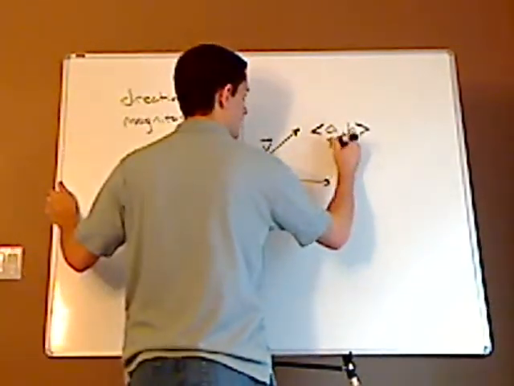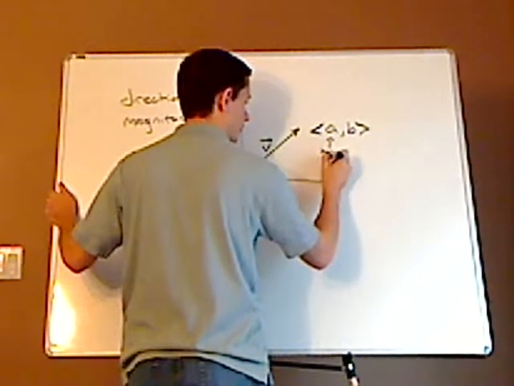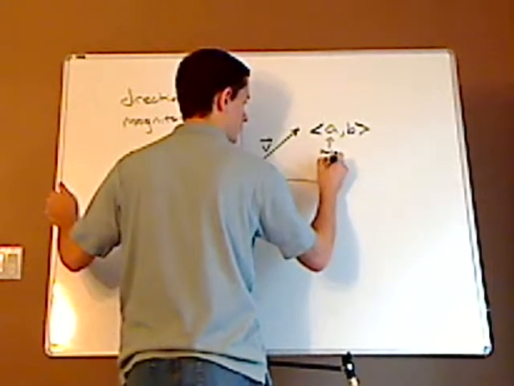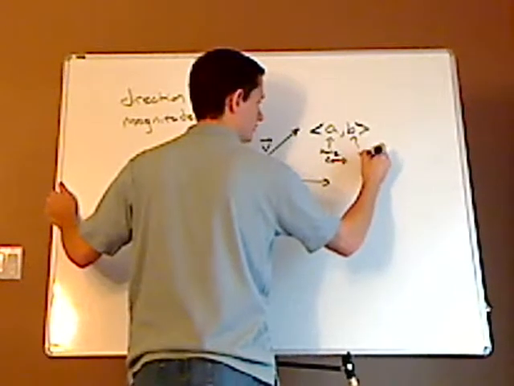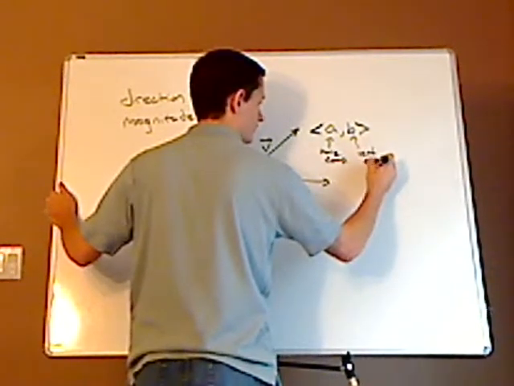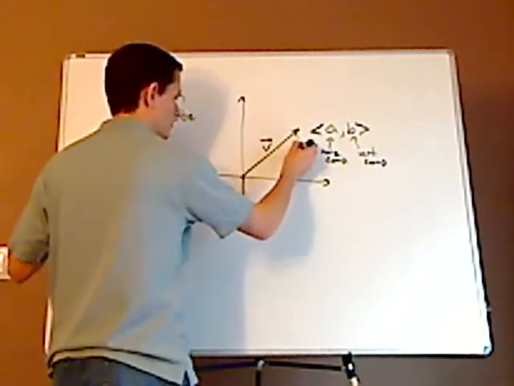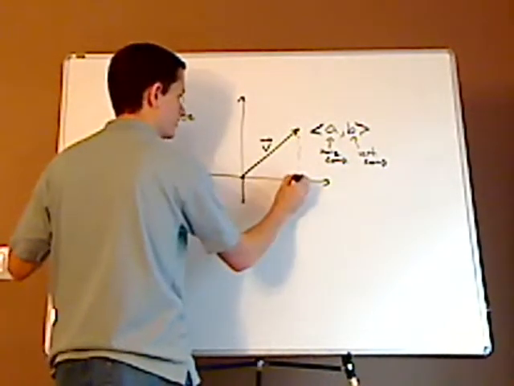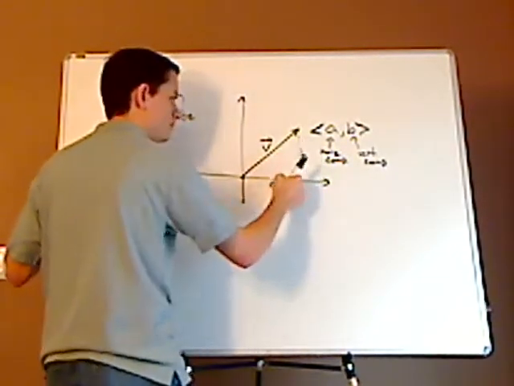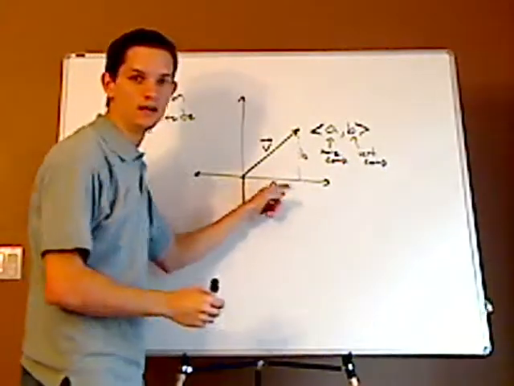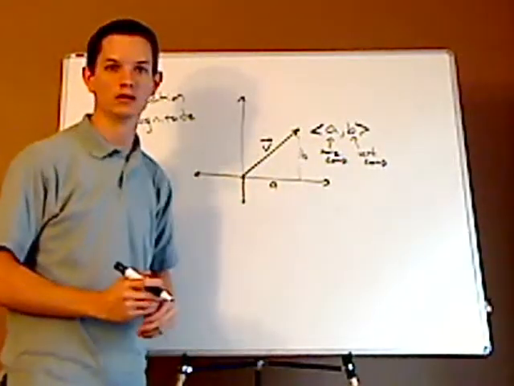Now you have what's called a horizontal component, and then you have a vertical component. Now you can see that clearly, right? From here to here would be A, and from here to here would be B. So A is your horizontal component, and B is your vertical component.